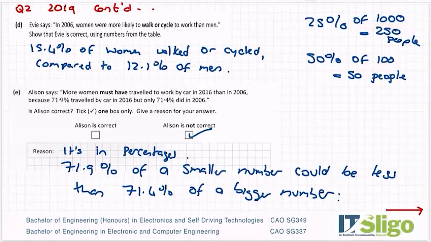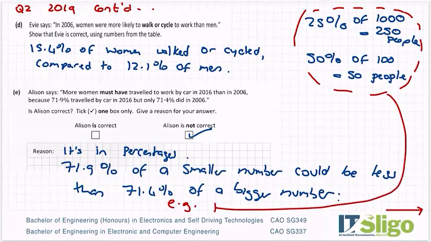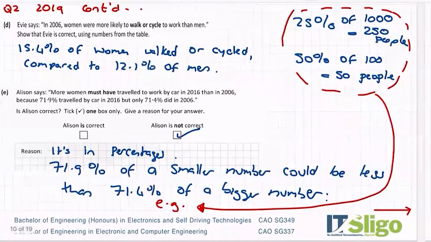And you can always, if you wish, put something like e.g., for example, in there. So if you can't think of how to answer it in English, you can always answer it with a maths example if you wish.